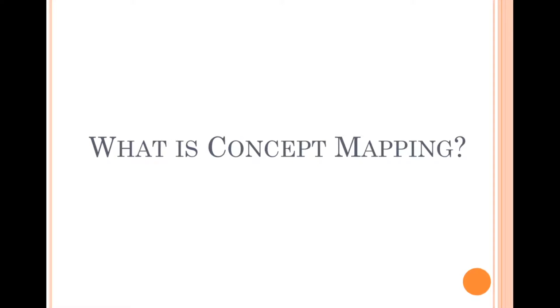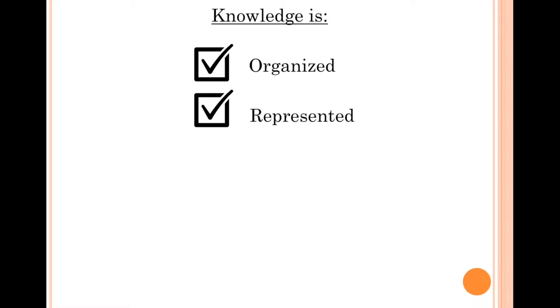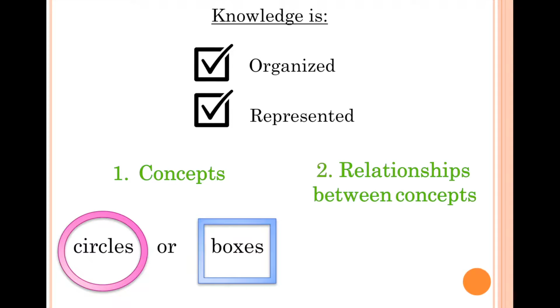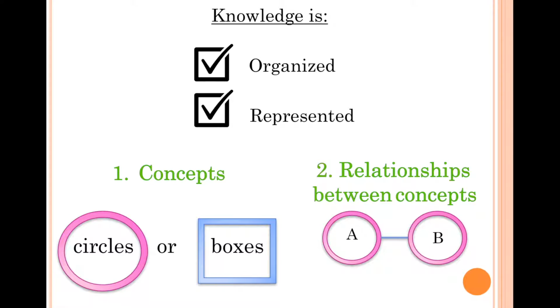So, what is concept mapping? A concept map is defined as a graphical tool for organizing and representing knowledge. A map consists of many parts, but primarily concepts, which are usually enclosed in circles or boxes. These maps also include relationships between concepts, which are indicated by a connecting line. This line serves to link two concepts or demonstrate the connection between two concepts.